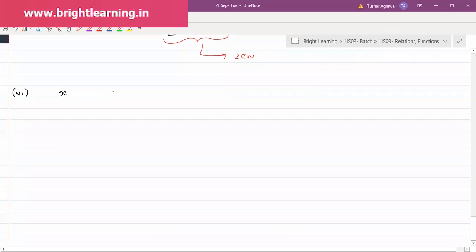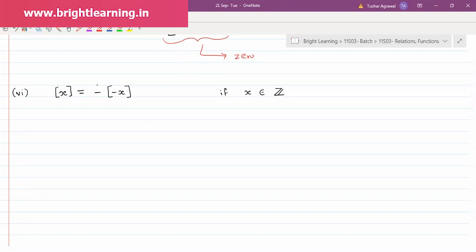Now, x and negative x, step functions. How are they related to each other? Think for a minute. It's not that obvious. Okay, I will give you one condition. If x is an integer, then x and negative x will simply be related by a negative sign. That means step x and step of minus x are opposites of each other. They will carry opposite signs. I think that is obvious.